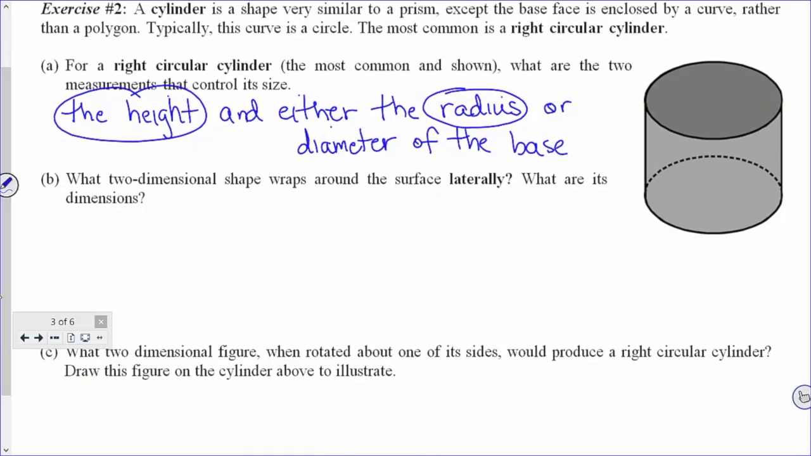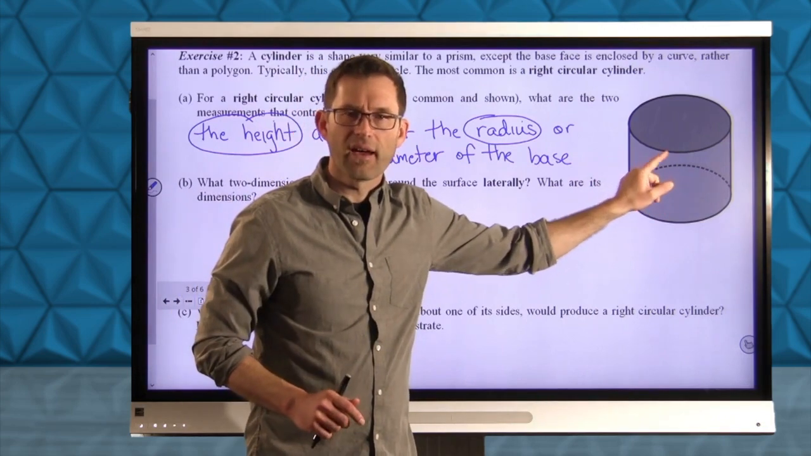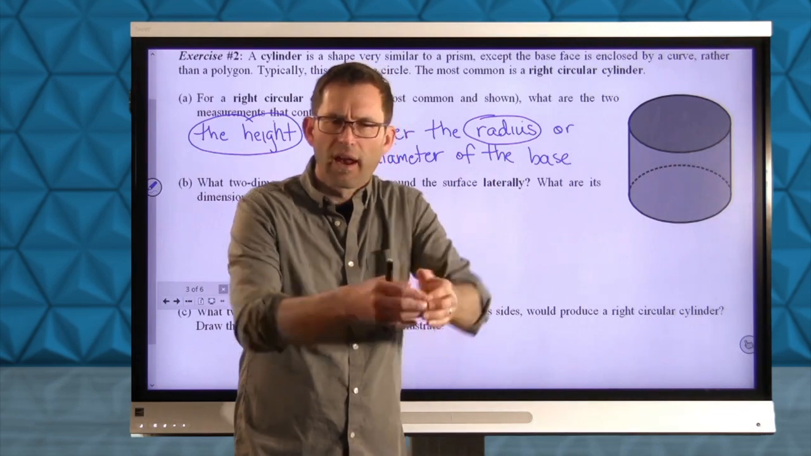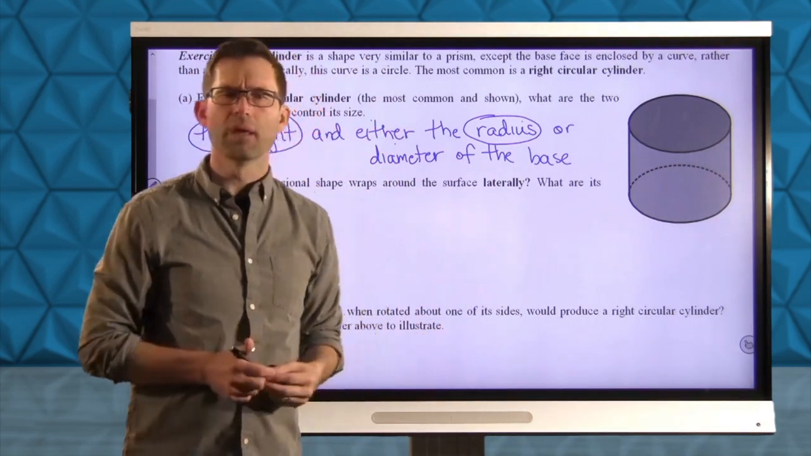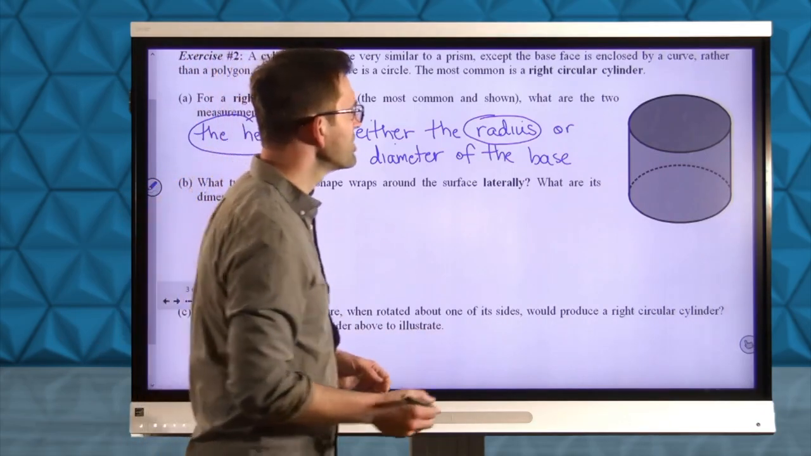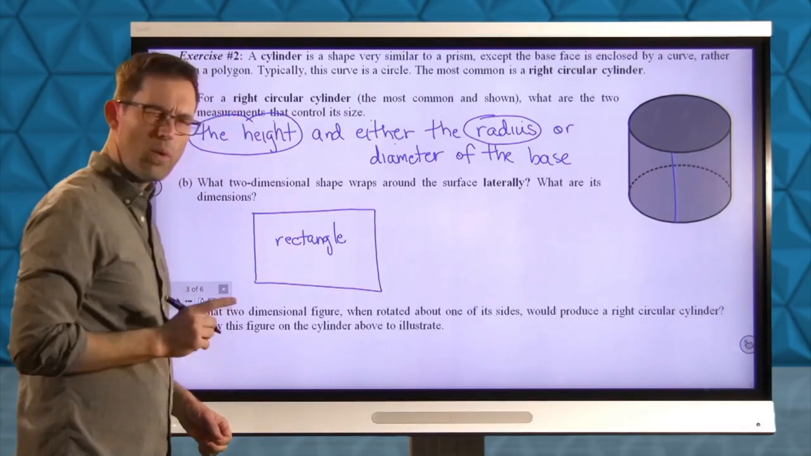Okay, letter B. What two-dimensional shape wraps around the surface laterally? What are its dimensions? So in other words, if I took this cylinder, and I took this thing that wraps around it laterally, and I unwrapped it, what would that shape be? It would be a rectangle, right? So literally, if I made a cut and unwrapped that like this, it would be a rectangle, right? And what would its dimensions be?